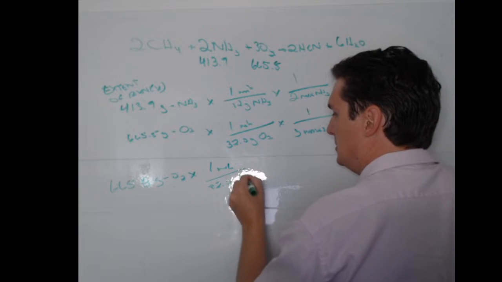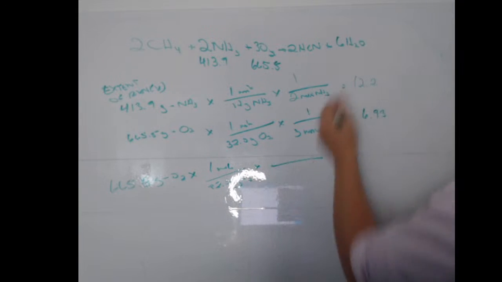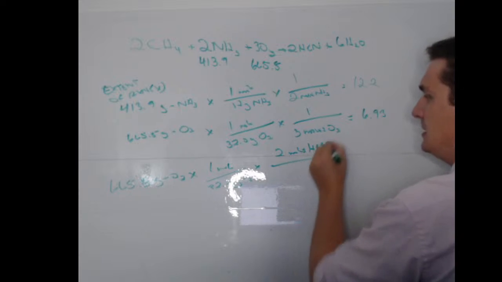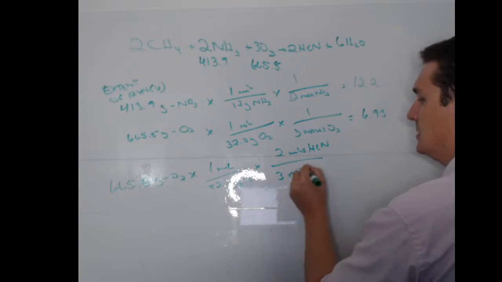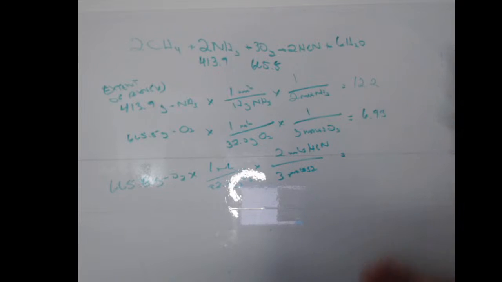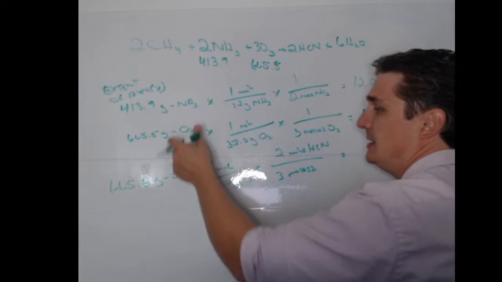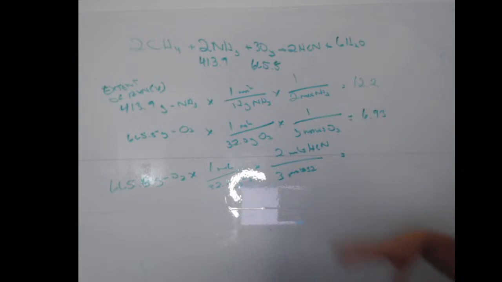Convert to moles of O2, and then we would use the mole ratio. So we have 2 moles of HCN and 3 moles of O2. So this is the correct way to do a full conversion. And this is typically how students are taught to do limiting reagents: you take one of these and you just convert to moles of something else.